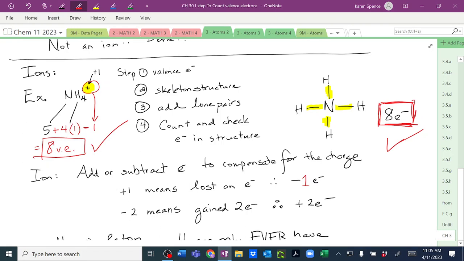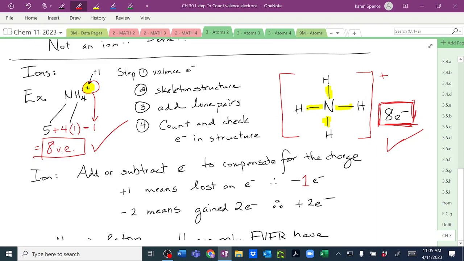Is it an ion? Yes, it is. If it's an ion, what do you need to include? Brackets and charge. What type of brackets? Round brackets or square brackets? Square brackets. Thank you. And does the charge go on the inside or the outside? On the outside. And is that a good structure? Yes, it is. We are done. Woohoo!